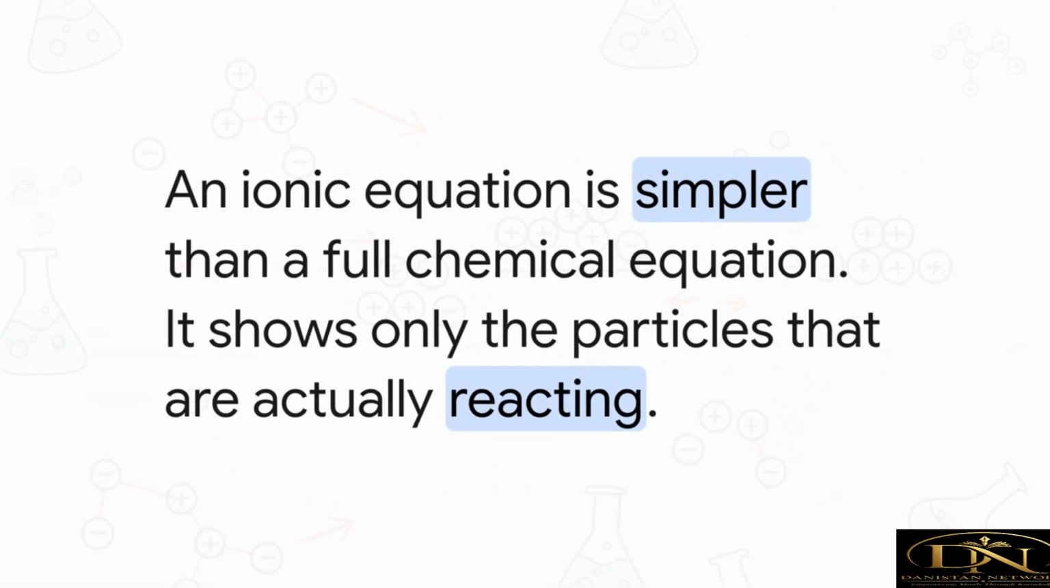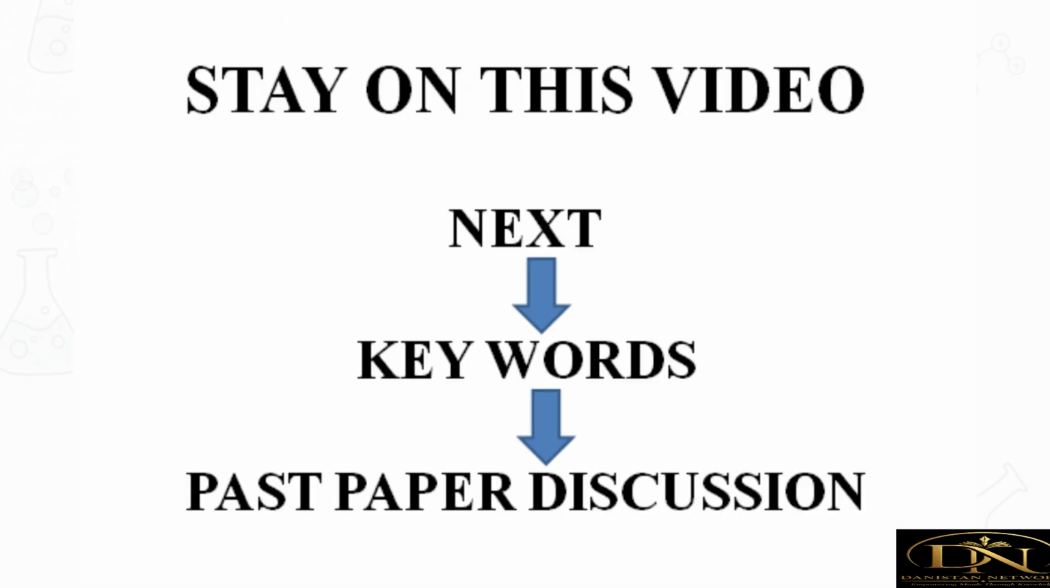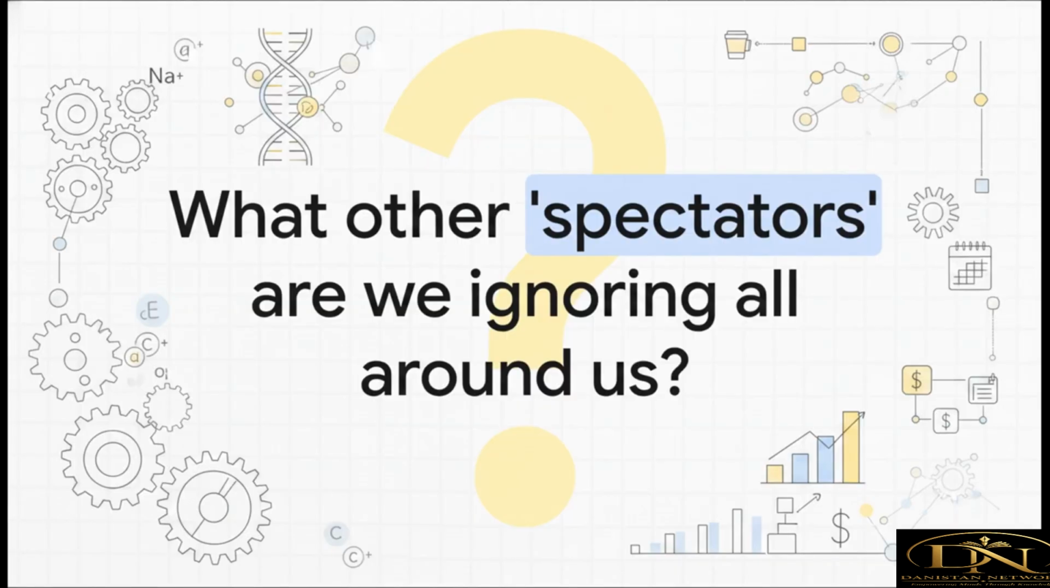So let's wrap this up. Net ionic equations are a director's cut. They help us trim the fat, remove the extras from the set, and let us focus on the core plot, the actual chemical change. They give us clarity by showing us only the particles that are truly part of the transformation. And that kind of leaves us with one last thought.